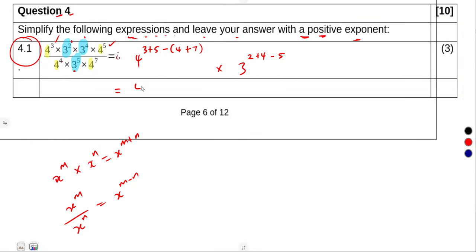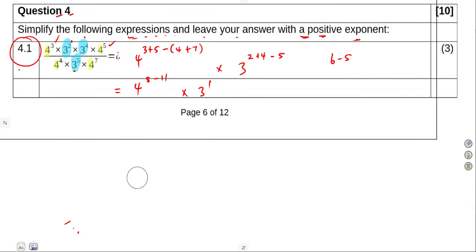So that was it. 4 to the exponent of 3 plus 5, that's 8, minus 4 plus 7, that is 11. All right, times 3 to the exponent of 6, all right, 6 minus 5, which is 1. So there is going to be a negative here on 8 and 11. 8 minus 11, that's negative 3, right?